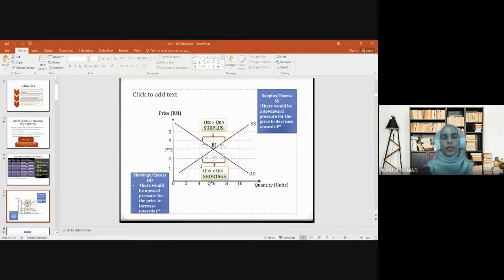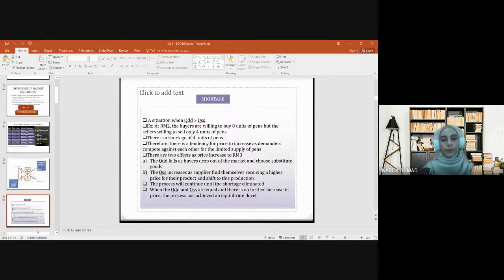Jadi untuk chapter 4 ni kita akan combine supply and demand together menjadikan dia sebagai market. Dalam chapter 2 kita belajar supply demand individually. Dalam chapter 4 kita perlu combine both demand and supply in order to find the market equilibrium. So this is the equilibrium price and quantity, and this is the analysis untuk market equilibrium.